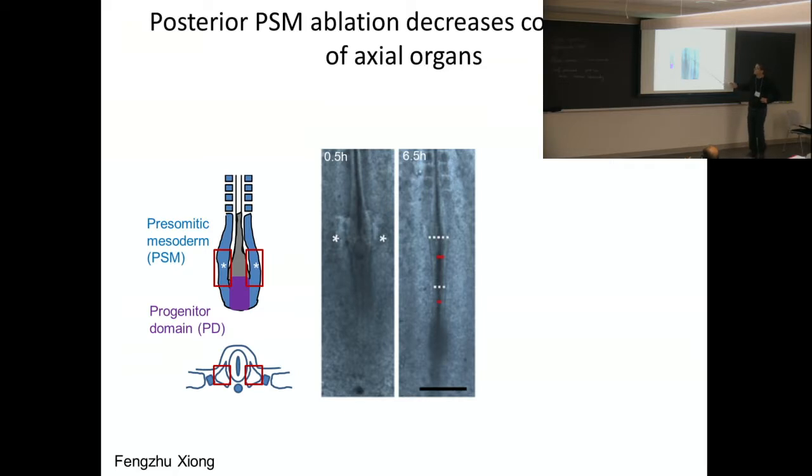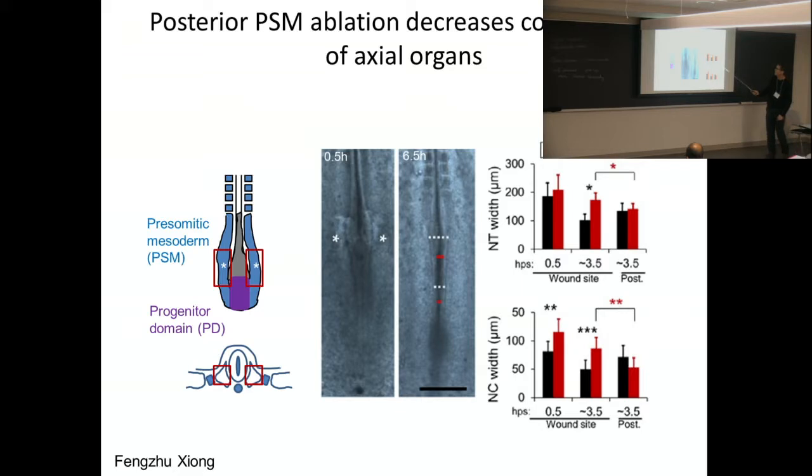So what he noted is that when he performed such operations, there is a defect in the convergence of the neotube and the axial organ. At the level of the ablation, the axial organs remain wider than in areas that have not been operated. This can be quantified, and this is just the neotube and the notochord width. You see that when you ablate the posterior presymptomatic mesoderm, you always get a larger neotube or notochord.